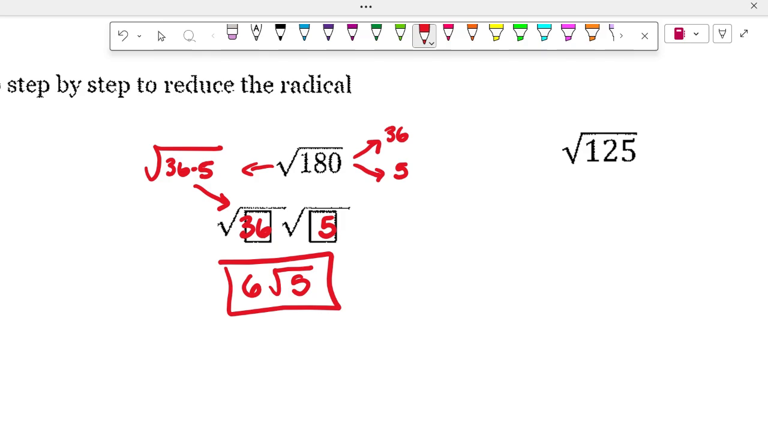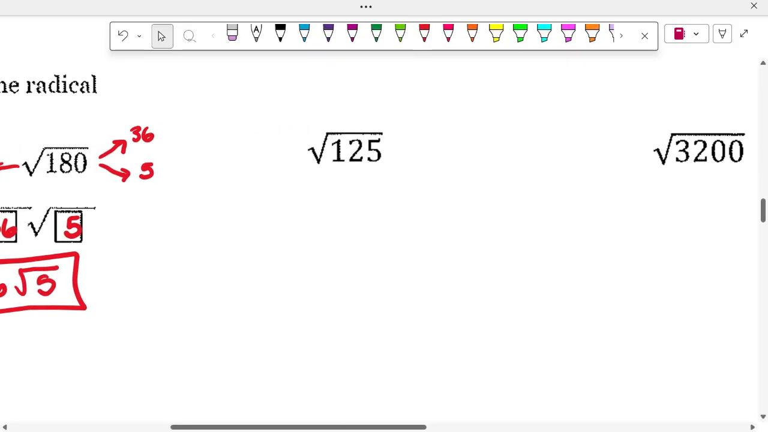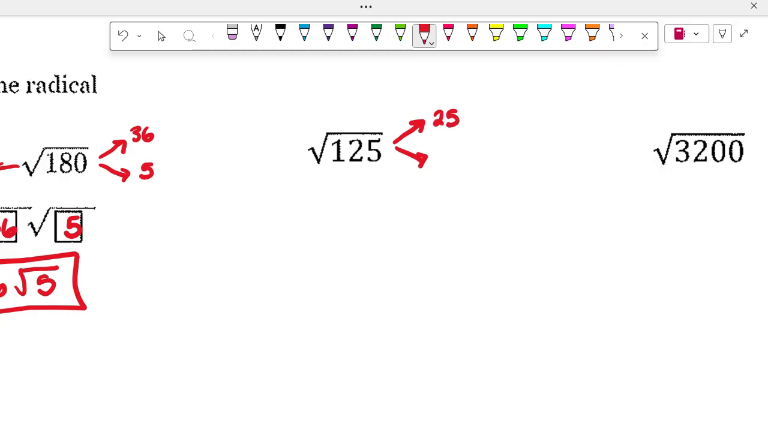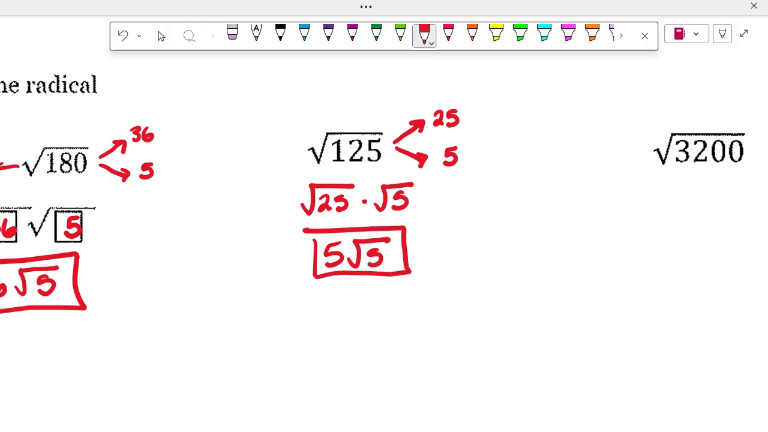All right. The next one. Take a guess. What do you think the largest perfect square factor is going to be? Definitely 25. 25 times what is 125? 5. So I could rewrite this as how? I'm going to do square root of 25 times the square root of 5. Then it's 5 square root 5. For right now, I still want you guys to list all the steps.